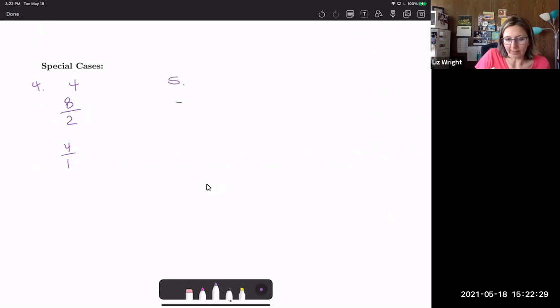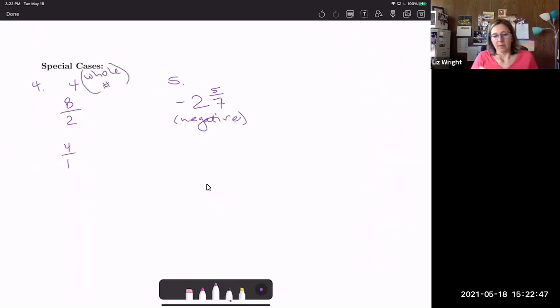What if we had this? -2 5/7. This one's obviously negative, which is what makes it a special case. The last one was a whole number. I did not write that in, but that's why it was a special case. So here's something that commonly gets missed. This is what I see. This is wrong, by the way. I don't want you to do this. I'm just going to show you that this is the wrong way to do this.